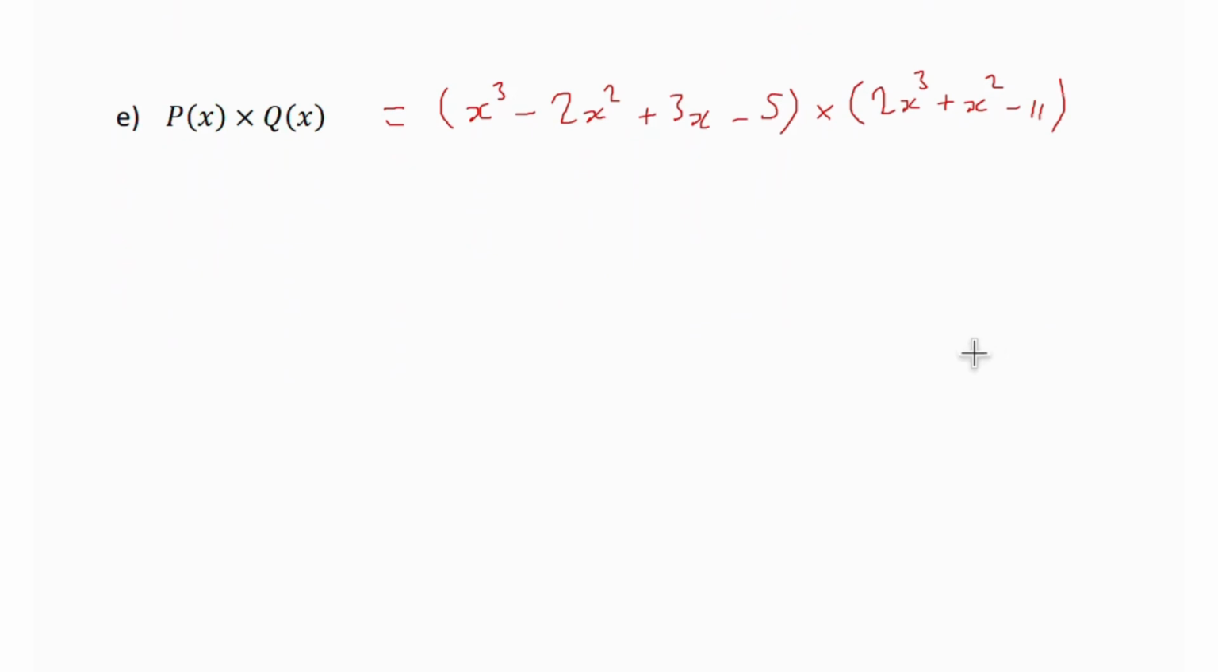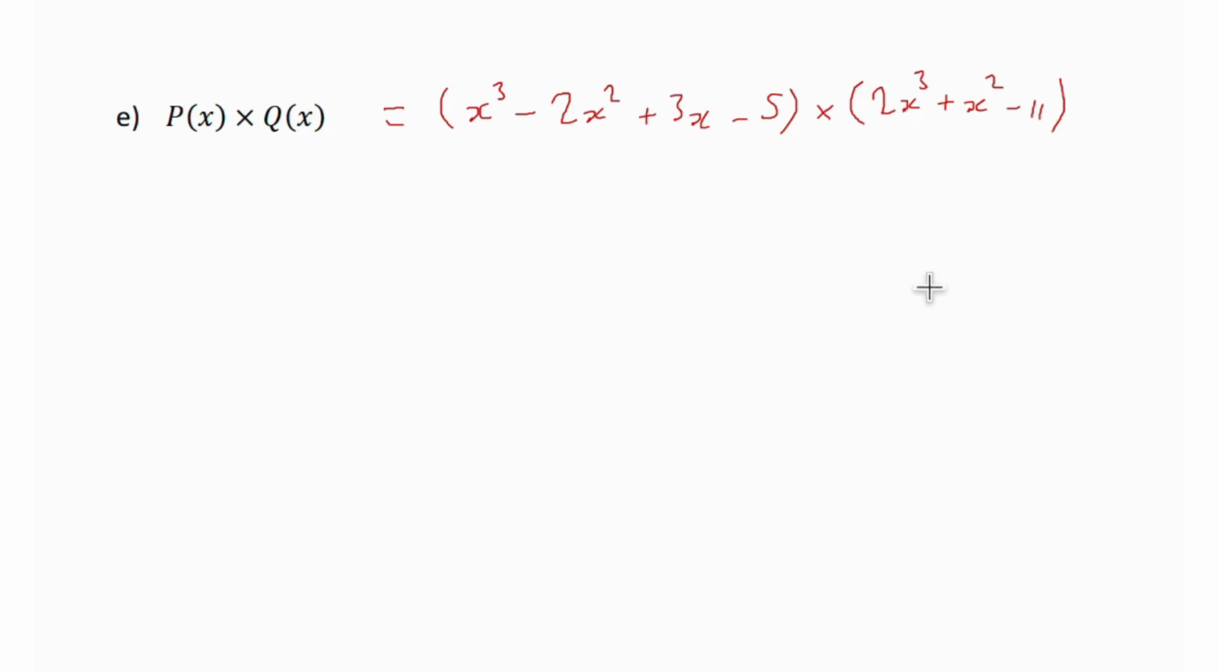Now there are multiple ways of doing this. We could expand this: x cubed times 2x cubed, x cubed times x squared, x cubed times minus 11, and then minus 2x squared times each of those things and go through one at a time. Now the problem with that is it's quite easy to lose track of what's going on. So I'm going to show you a method, the grid method.